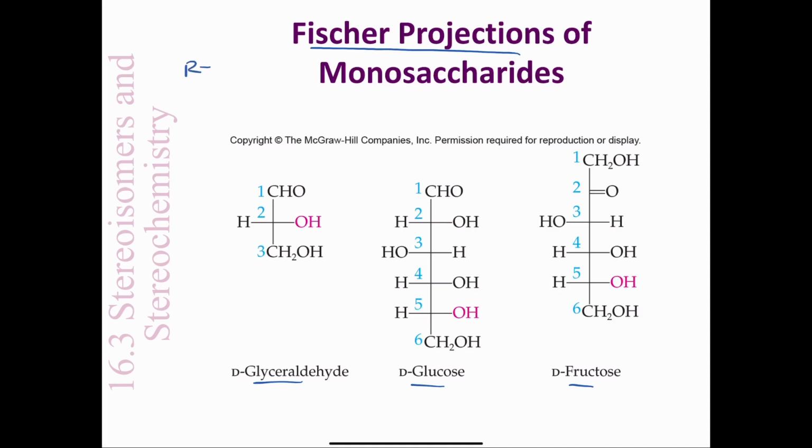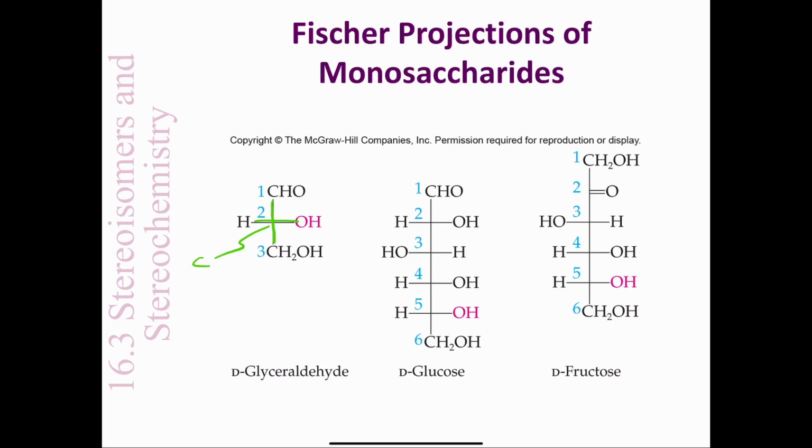Remember that when we have just CHO like this, it is the condensed structure for an aldehyde. Therefore, glyceraldehyde, you can see, is an aldose, as is glucose, and fructose is a ketose. You can also see the reason they're all D sugars is because we look at the chiral carbon that's farthest away from the most oxidized end, and the hydroxyl is on the right-hand side in all of these molecules, rendering them D carbohydrates.